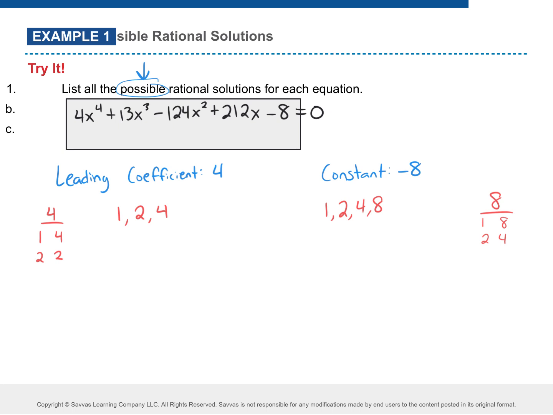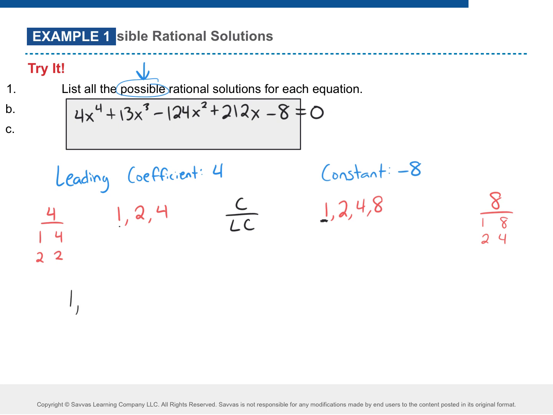Now we want to find all possible solutions. So what do I take divided by what? Constant divided by leading coefficient. Okay, so we're going to take one at a time. What is my first constant factor? 1. So I'm going to take 1 divided by 1 is 1.